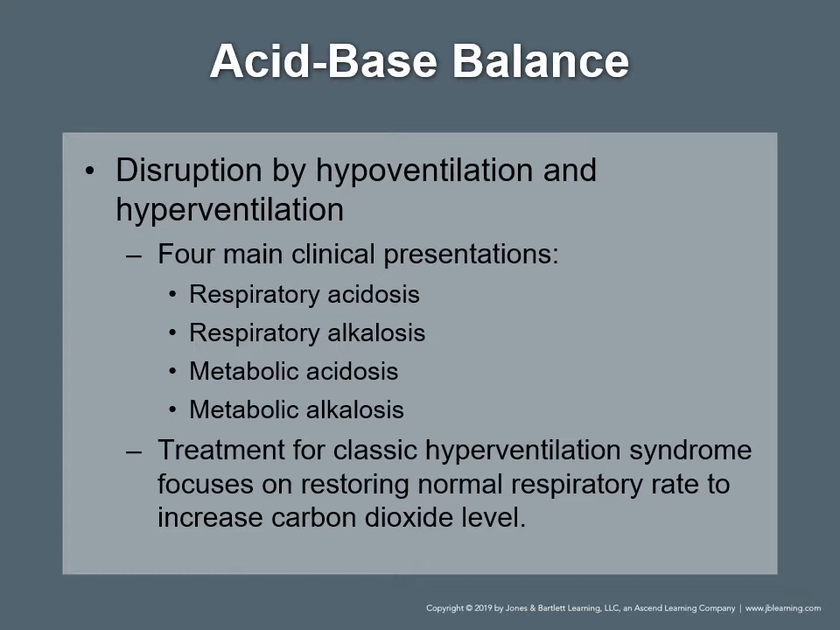The four main clinical presentations of acid-base disorders are respiratory acidosis, respiratory alkalosis, metabolic acidosis, and metabolic alkalosis. Fluctuations in the pH due to the available bicarbonate level result in metabolic acidosis or alkalosis. Fluctuations in pH due to respiratory disorders result in respiratory acidosis or alkalosis. Treatment for the classic hyperventilation syndrome focuses on restoring the normal respiratory rate to increase the carbon dioxide level.